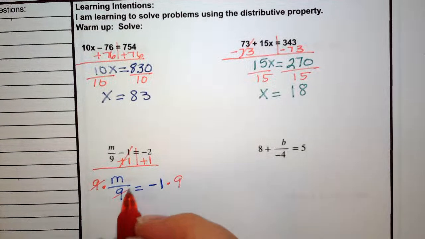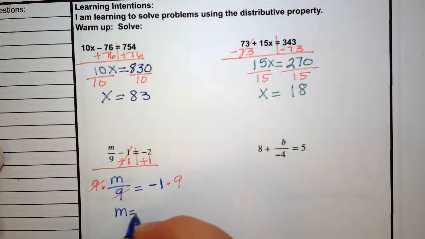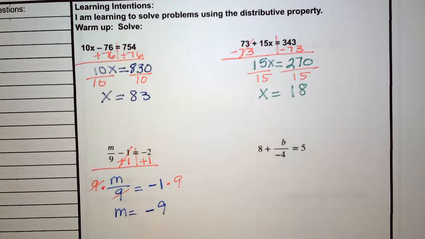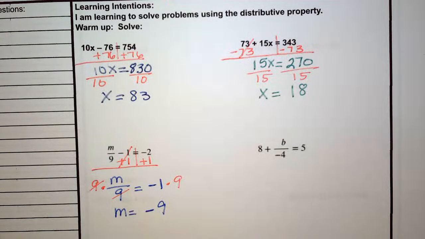9 divided by 9 is 1. I've eliminated it there. M is equal to negative 9. Negative 1 times 9 is negative 9. Negative 9 divided by 9 is negative 1. Negative 1 minus negative 1 is negative 2.